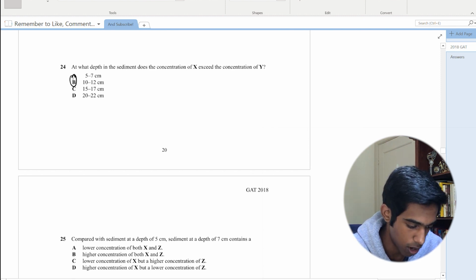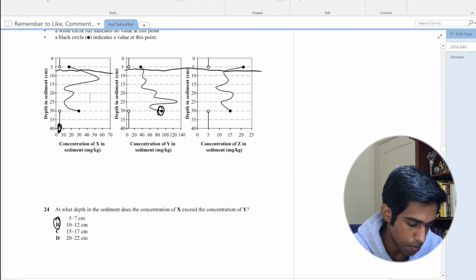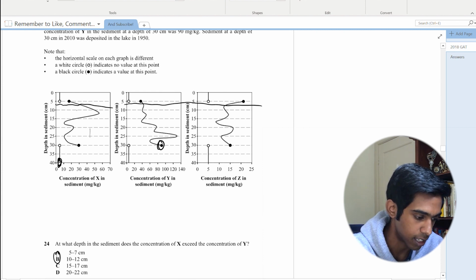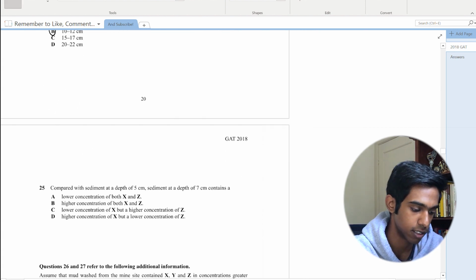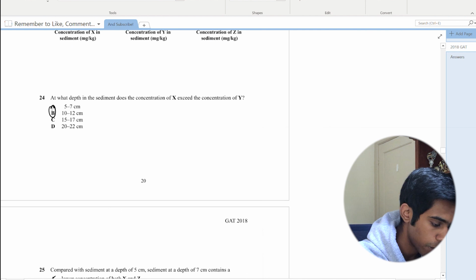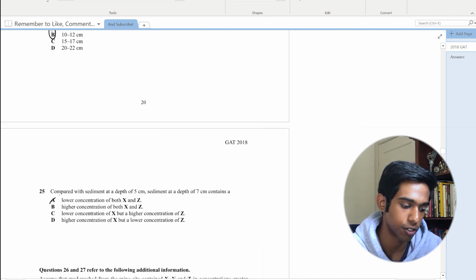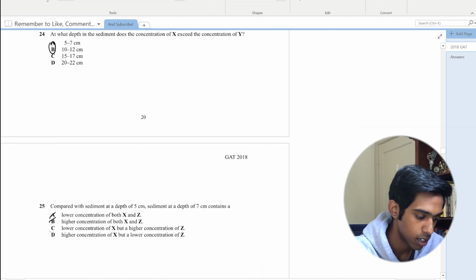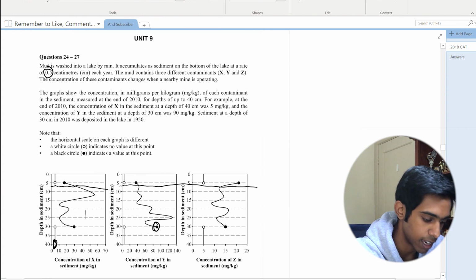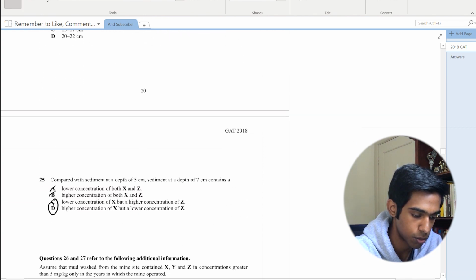Lower concentration of both X and Z. That's not true because the concentration of X increases, so it's not A. Higher concentration of both X and Z. That is not true because the concentration of Z decreases. So it would be a higher concentration of X and a lower concentration of Z, which would be right, yeah.